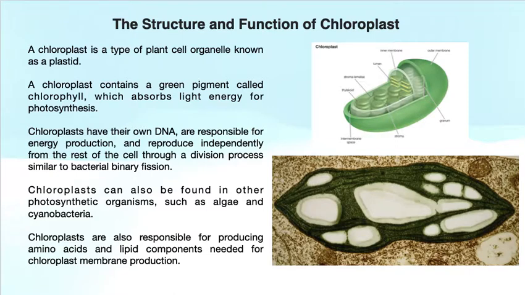Structure and function. A chloroplast is a type of plant cell organelle known as a plastid. The chloroplast contains a green pigment called chlorophyll, which absorbs light energy during photosynthesis and converts it to chemical energy. Chloroplasts have their own DNA, are responsible for energy production, and reproduce independently from the rest of the cell through a cell division process similar to bacterial binary fission. This organelle can also be found in other photosynthetic organisms such as algae and cyanobacteria. Chloroplasts are also responsible for producing amino acids and lipid components needed for chloroplast membrane production.